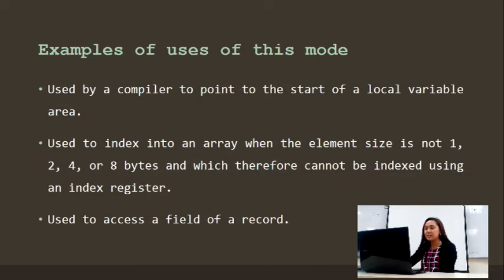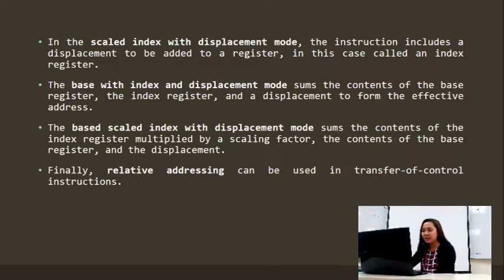The examples of uses of this mode: use by a compiler to point to the start of a local variable area. Use to index into an array where the element size is not 1, 2, 4, or 8 bytes, and which therefore cannot be indexed using an index register. Used to access a field of a record.